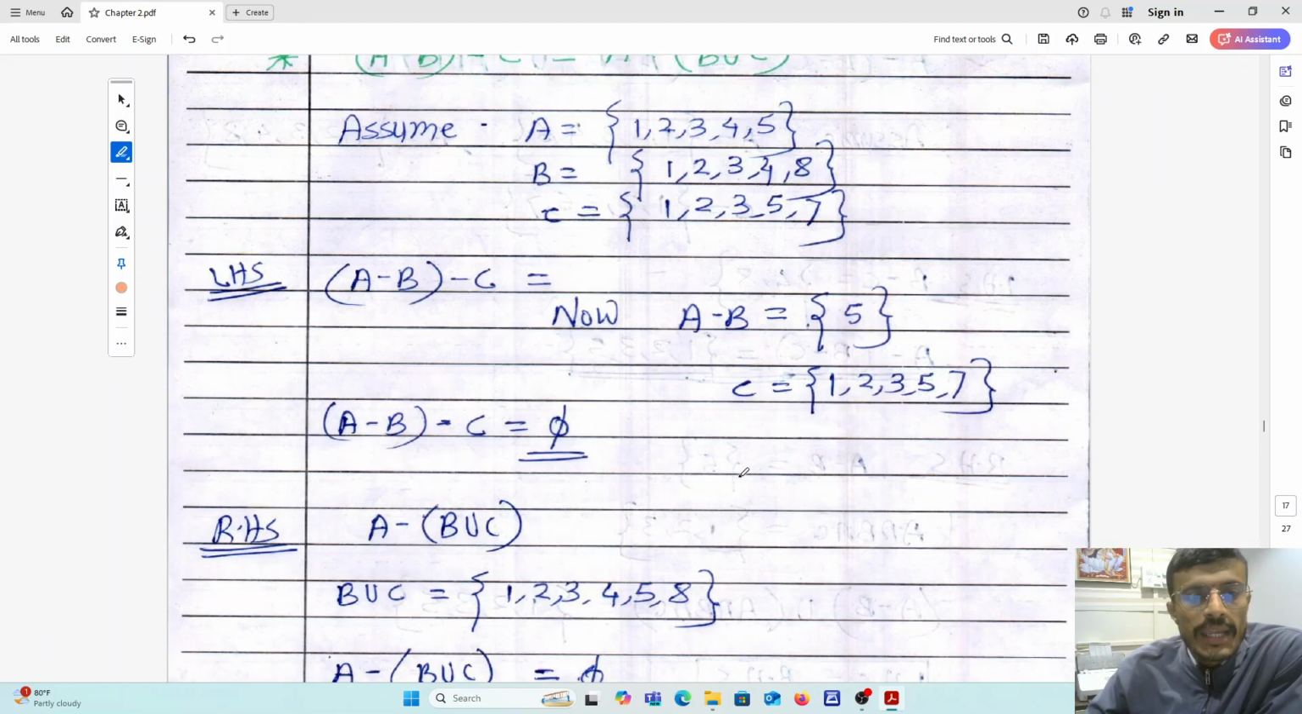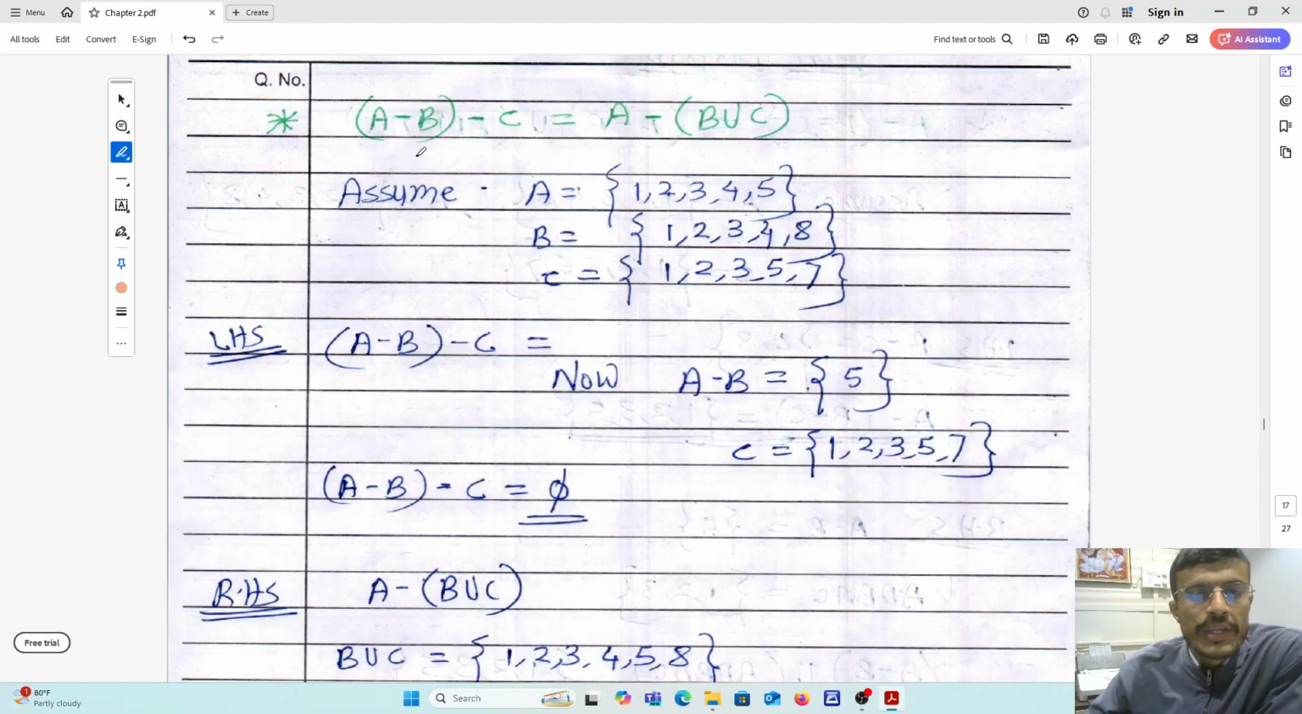Okay. Again, one more example I would like to solve over here: (A minus B) minus C, which is equal to A minus (B union C). So already we have A, B, C. So A minus B will be what? This 5. Minus C. C is what? 1, 2, 3, 5, 7. So (A minus B) minus C will be equal to 5.